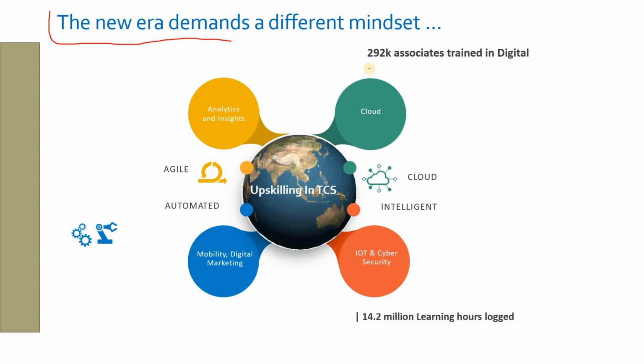And I also put this quote here: 292k associates are trained in digital. They are focusing on the cloud, on intelligent and automated systems, and they are working on agile technologies. So this is limited text with some information, and it focuses on the goal. What is my goal?